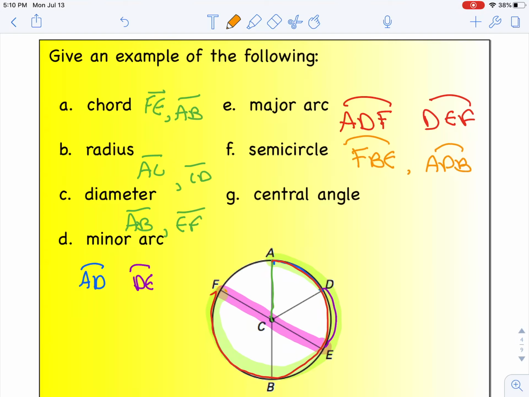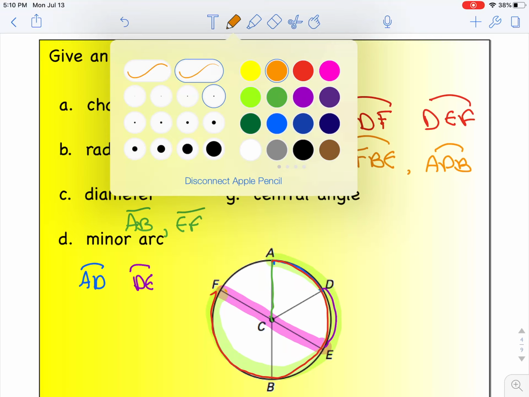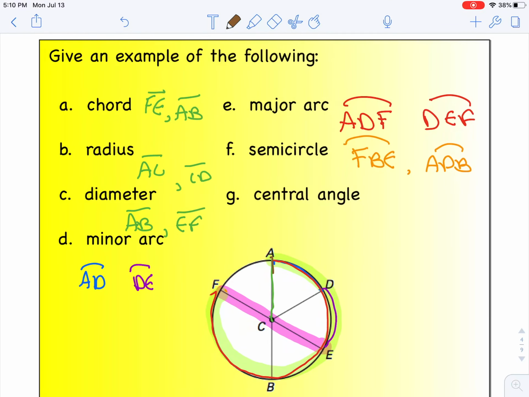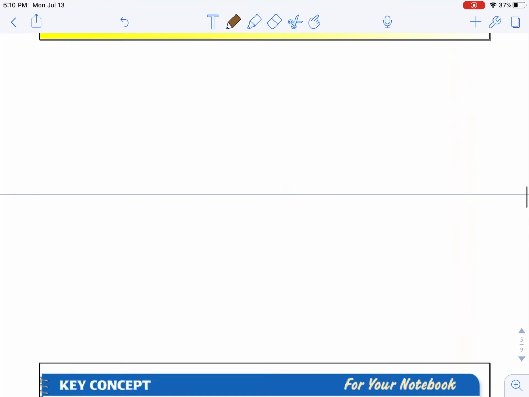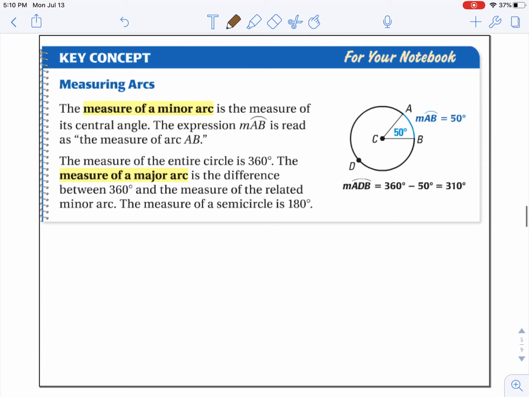Or another one could be arc ADB. And a central angle is any angle whose vertex is in the center. So if we look at ACD, angle ACD is a central angle. Or we could use angle FCD. There's many central angles in here as well, but there's a couple examples for you.